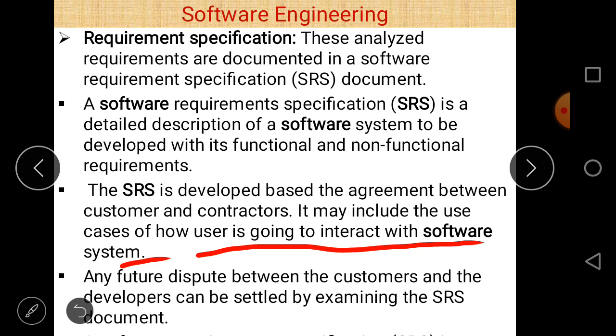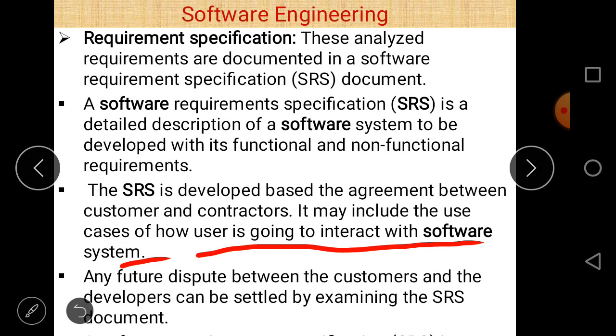So any feature dispute between the customer and the developer can be settled by examining the SRS document. So in short, we can say that SRS, or software requirement specification, is a type of document and a contract between the customer and the contractor, and any feature dispute between them can be settled by the SRS document, and this document contains the functional and non-functional requirements regarding a software.